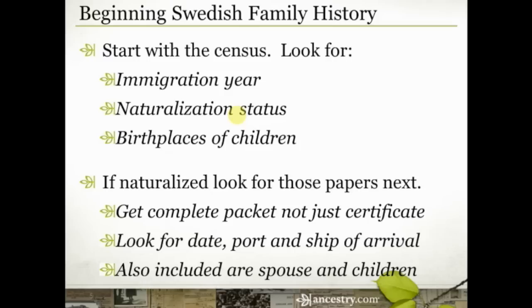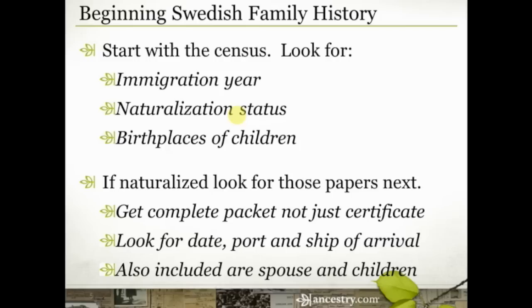If they were naturalized, then your next step is to look for those naturalization papers. There is a complete packet of naturalization, not just a certificate, not just an index card. What you're looking for is the declaration of intent and the petition to naturalize. And that can be anywhere from 2 to 4 pages long. And it has a lot of really rich details, especially the later in time you get. So if they naturalized after 1900, chances are you're going to have some really rich details on that, including possibly the date, the port, and the ship of arrival.